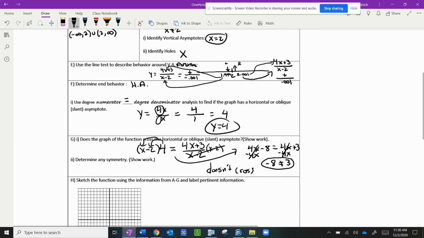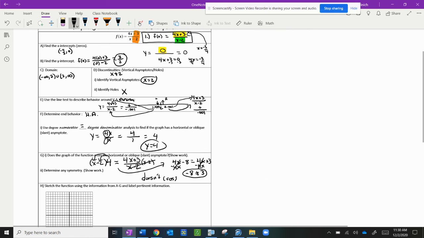Okay, the next thing I'm going to do is determine symmetry by plugging in f of negative x. So 4 times negative x plus 3 over negative x minus 2. Notice my top doesn't completely change, neither does my denominator, nor does it stay completely the same, so this would be no symmetry.